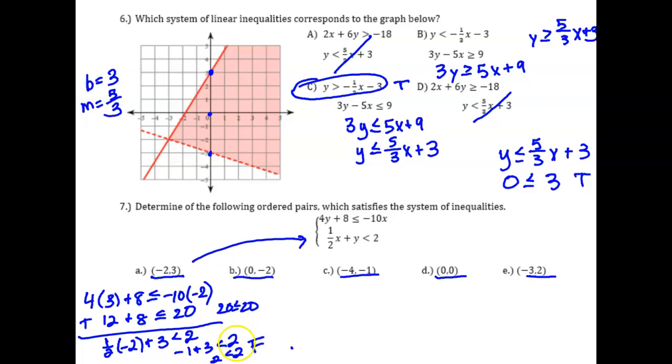So therefore, as soon as we get a false, we know it's not going to be A. And you're going to do the same thing for B, C, D, and E. You're actually going to have a few different answers that satisfy it. So go through each one of those and figure out if they satisfy the system of inequalities.